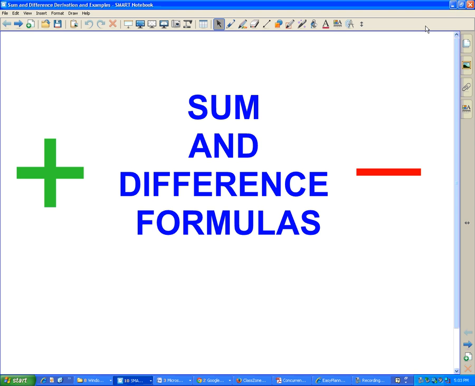And the first formulas are the sum and difference formulas. We have sum and difference formulas for sine, cosine, secant, cosecant, tangent, and cotangent. Although we're really only going to do sine, cosine, and tangent. You can get the others by simply taking the reciprocals of those three.